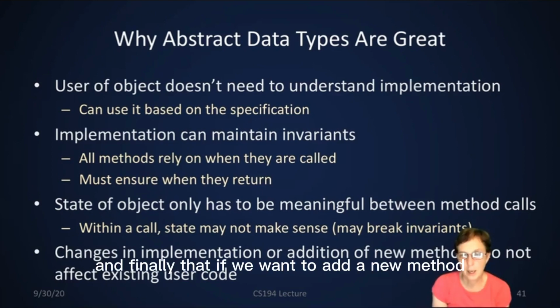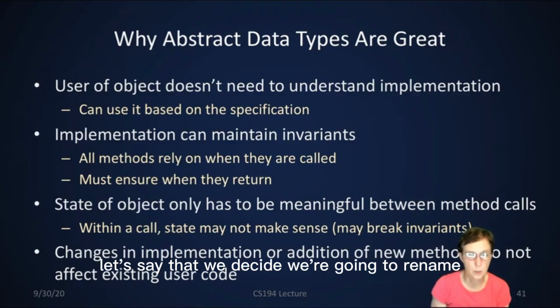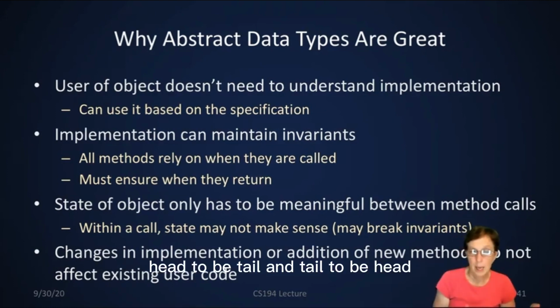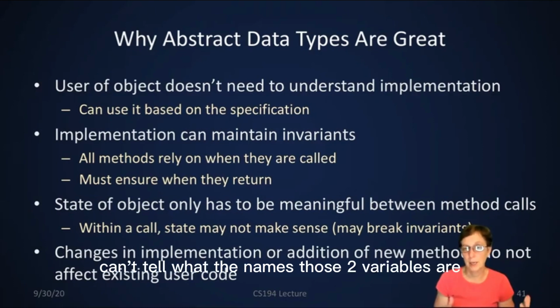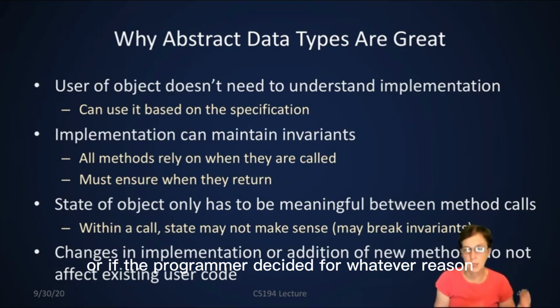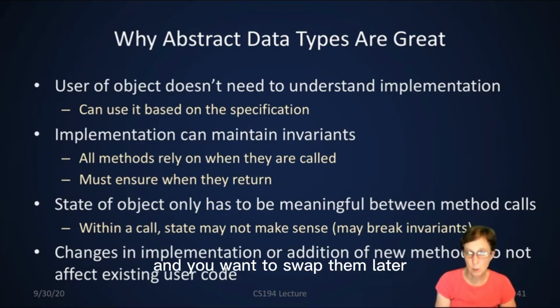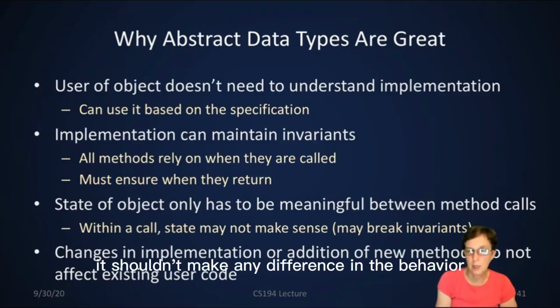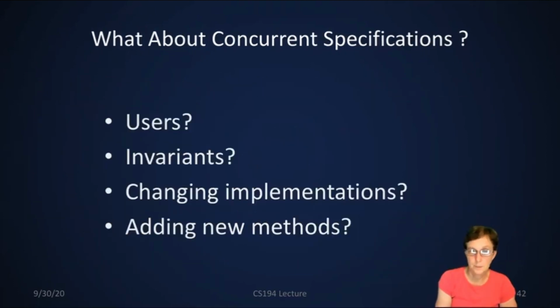And finally, if we want to add a new method or change the implementation, let's say we decide we're going to rename head to be tail and tail to be head. Outside of the implementation of the queue, you can't tell what the names of those two variables are. Or if the programmer decided for whatever reason, maybe you implemented them the wrong way the first time, and you want to swap them later, it shouldn't make any difference in the behavior that the user sees outside.